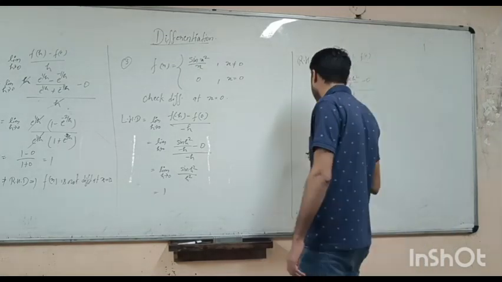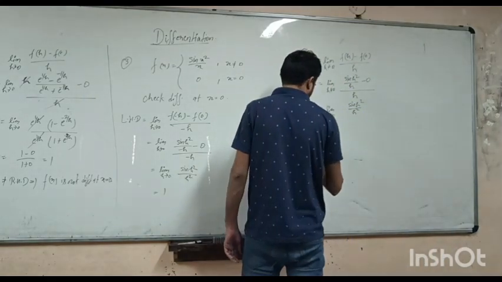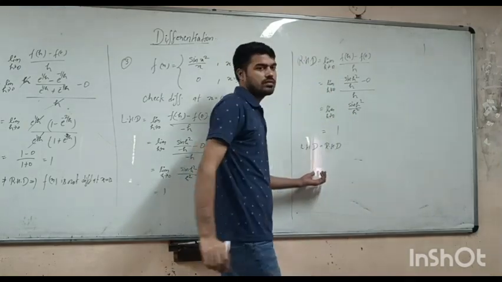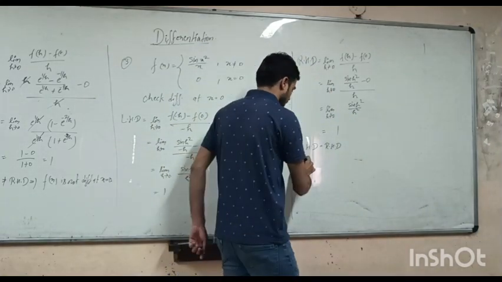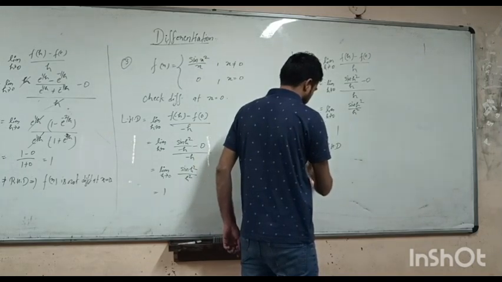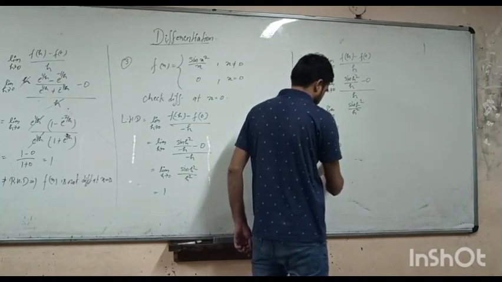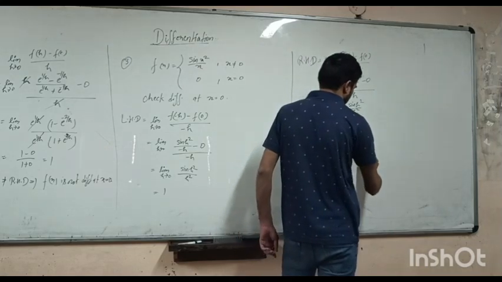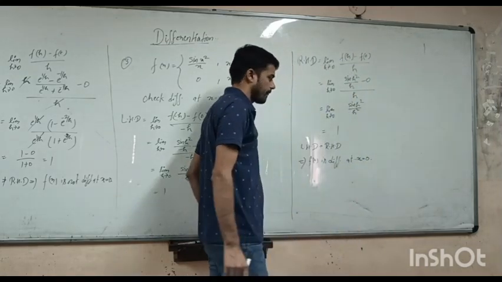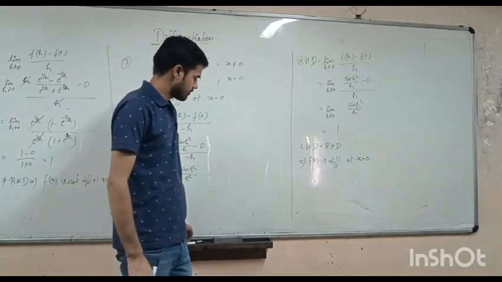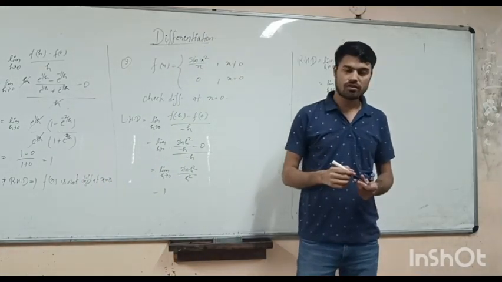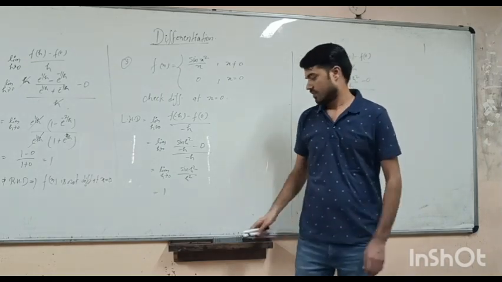So here the left hand derivative is actually equal to the right hand derivative. And what does this imply? This implies that f(x) is differentiable at x equal to 0. Okay. So this is how we can check the differentiability, somewhat similar to continuity also.